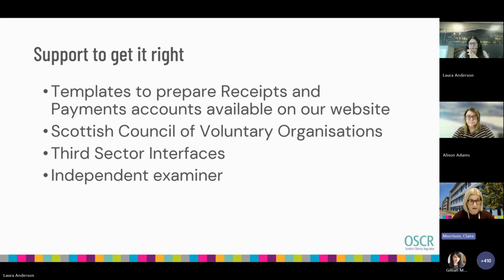If your charity is part of an umbrella organisation, such as Early Years Scotland or Girlguiding Scotland, for example, they might be able to offer support, and I know that some of the umbrella organisations also offer templates that you can use as well. And your independent examiner should be able to give you support to get your accounts right, to make sure they're in the right format and that the content is compliant with the legal requirements.